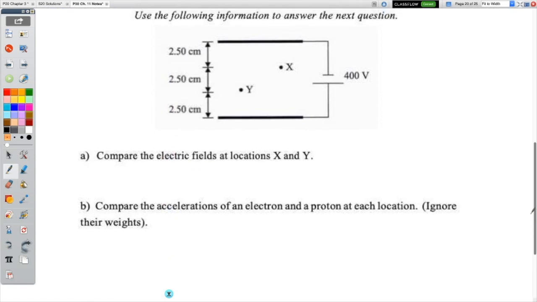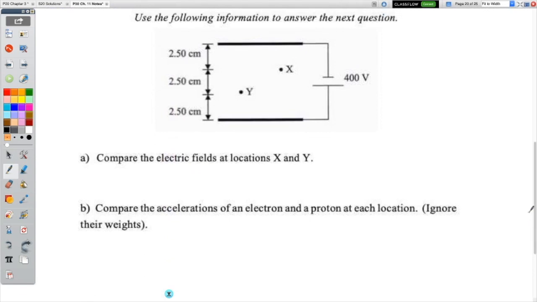Okay, use the following information to answer the next question. Compare the electric fields at locations X and Y. At X, what distance are we in terms of our separation from the plates? Well, our total is going to be 7.5 centimeters.